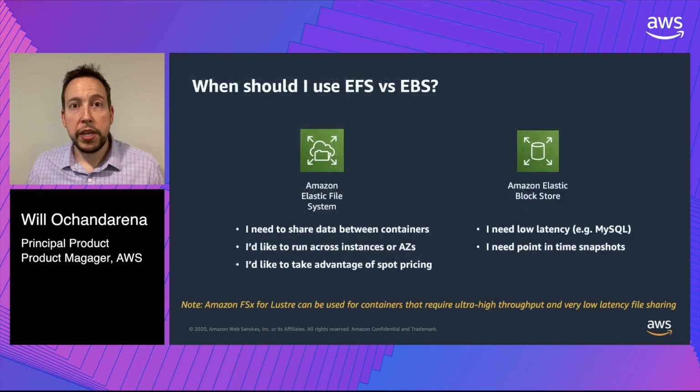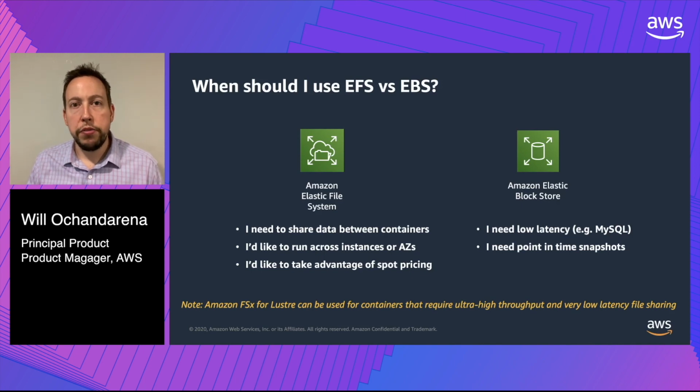A question we get sometimes is, for my app, should I use Elastic File System or should I use EBS, Elastic Block Store? The easy way to tell the difference between whether you need one or the other is, do you need to share data between your application and other applications? If the answer to that is yes, you want Elastic File System because EFS is a shared file system. EBS is something that you attach to a single application.